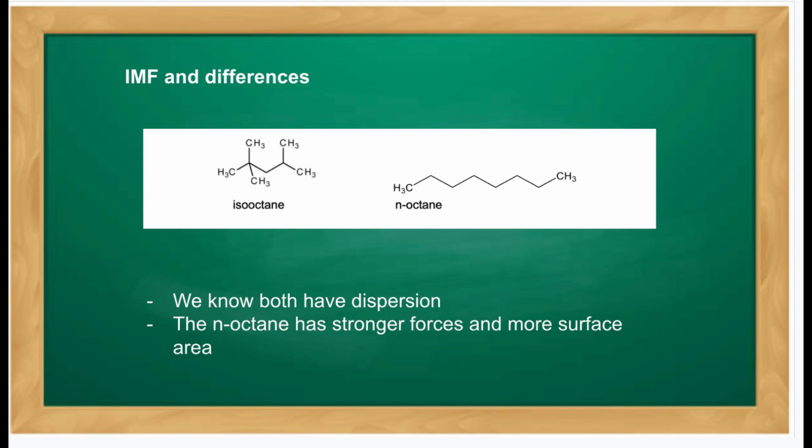So looking at the structure, the n-octane has a flatter shape, so it has more surface area compared to the isooctane. We've deduced that more surface area equals stronger forces, so the n-octane has stronger dispersion forces.